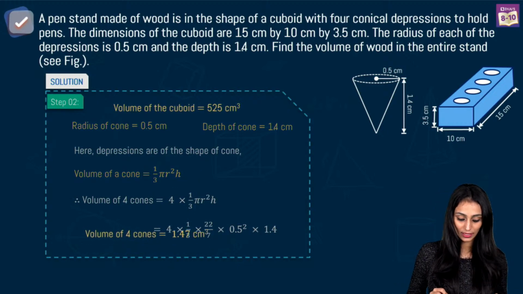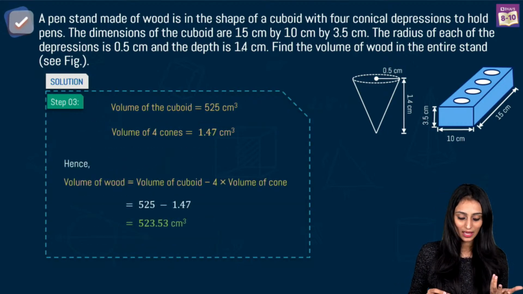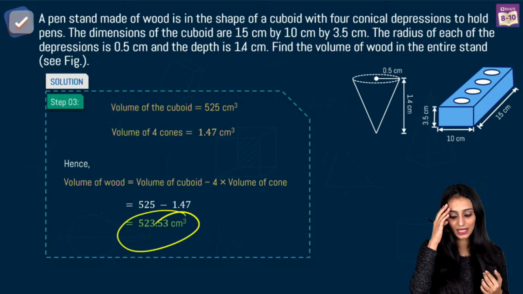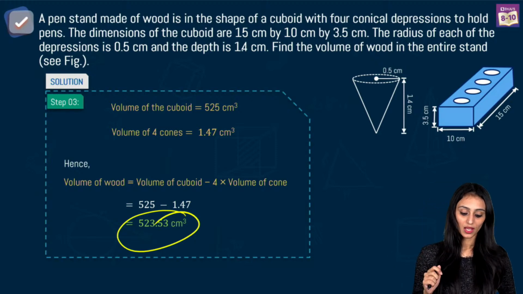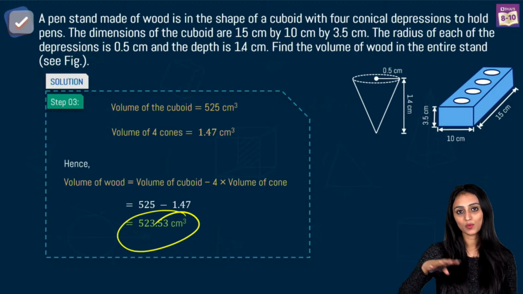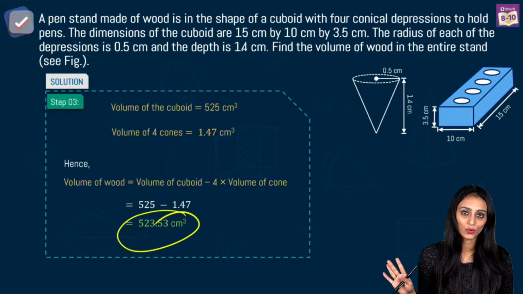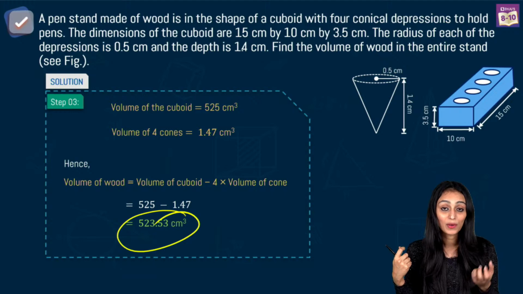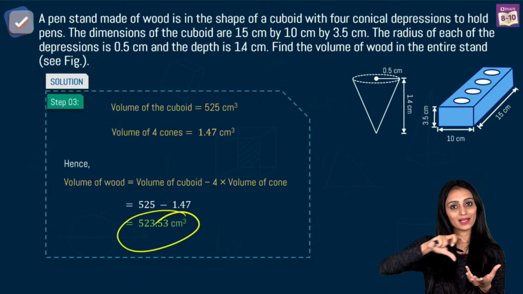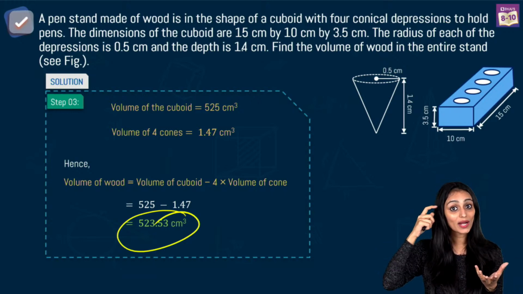Easy one, right, Sonali? Simply I'll subtract them and you get 523.53 centimeter cube. Very simple question. See, I want to tell you one thing here. Since in this question it was about volume, it was very simple for you to guess that you just have to subtract it since it was taken out. It was removed.